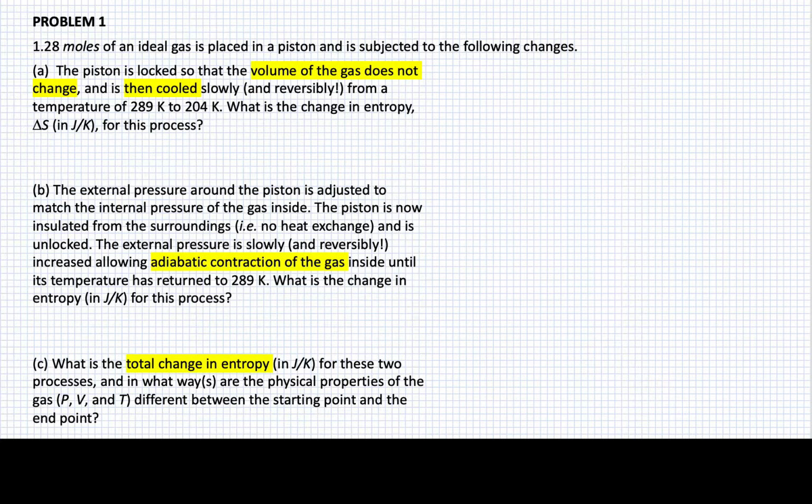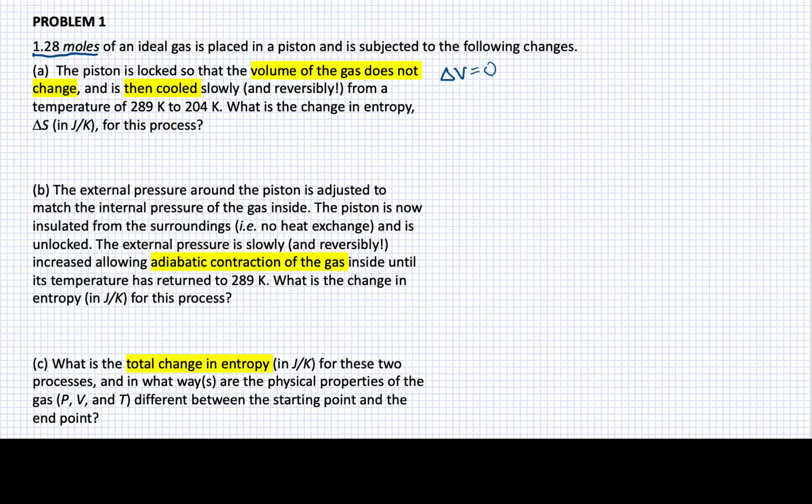It's got 1.2 moles of an ideal gas, placed in a piston, and we're going to make a few changes on this. The first thing we do is lock the piston so the volume does not change. In other words, delta V is equal to 0. So what kind of process is that? Think about it, because you'll need to invoke that as you do this problem.